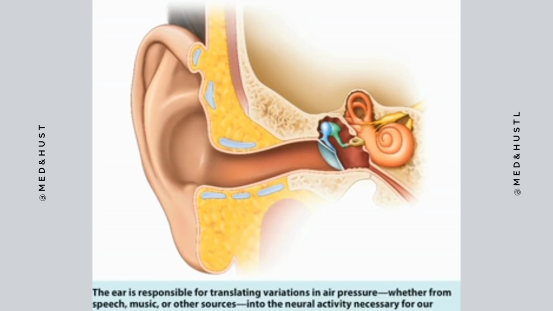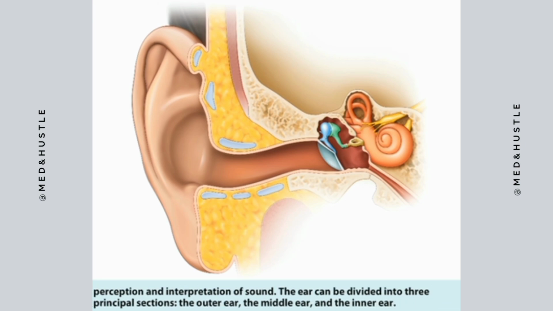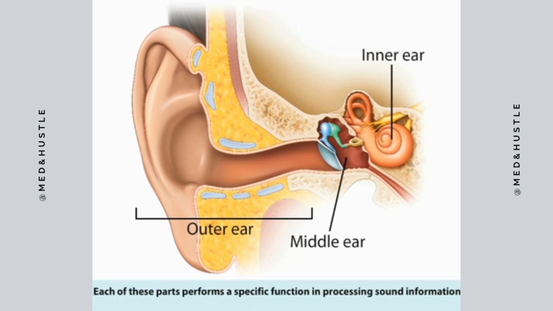The ear is responsible for translating variations in air pressure, whether from speech, music, or other sources, into the neural activity necessary for our perception and interpretation of sound. The ear can be divided into three principal sections: the outer ear, the middle ear, and the inner ear. Each of these parts performs a specific function in processing sound information.